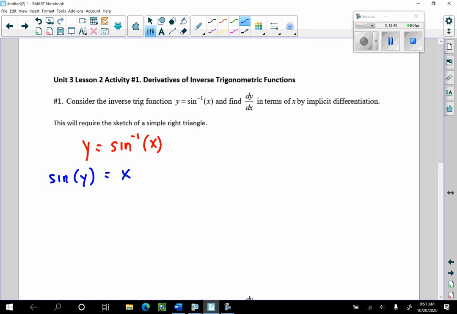Because if I sine both sides, sine of inverse sine of x is x by the definition of inverse functions. And what I did was I just sined both sides. Should I write that step out? Are you okay with that statement right here? So what I'm going to do, the same thing I did in pre-calculus, is take this statement right here and create a right triangle.